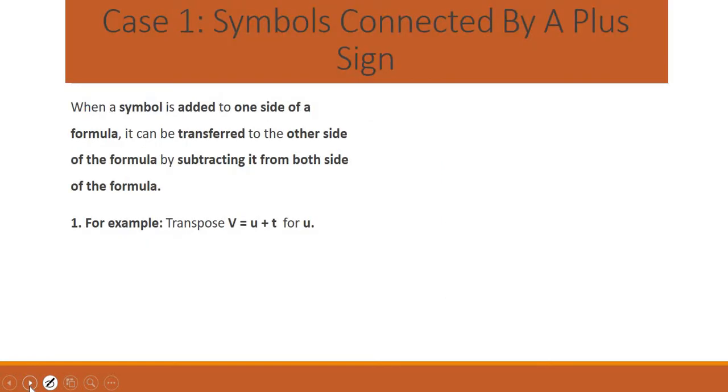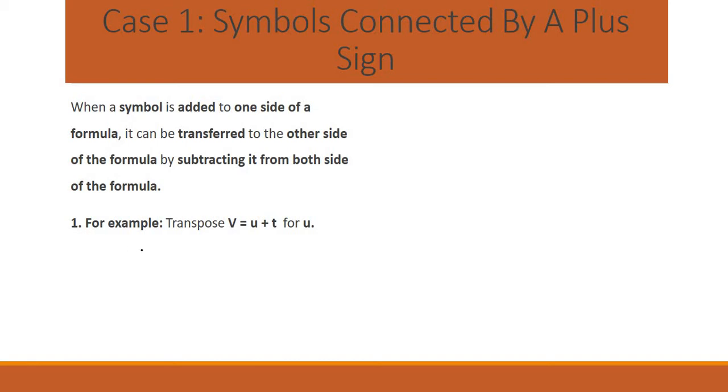Now, we have different cases, and we're going to look at case number 1. Case number 1 has to do with a symbol connected by a plus sign, right? So when a symbol is added to one side of a formula, it can be transferred to the other side of the formula by subtracting it from both sides of the formula.